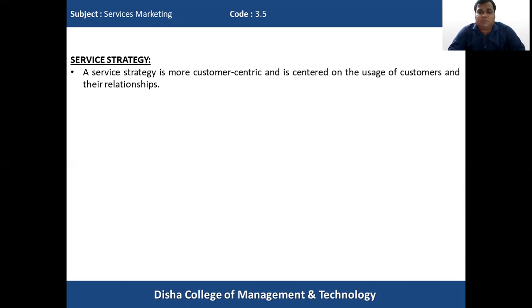This service strategy is aimed at building a relationship with customers, because customers who are satisfied, with whom we have a proper relationship, become more loyal to the service organization and come for repeat purchases. So this is the main aim behind the service strategy.